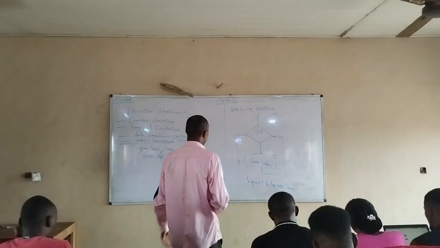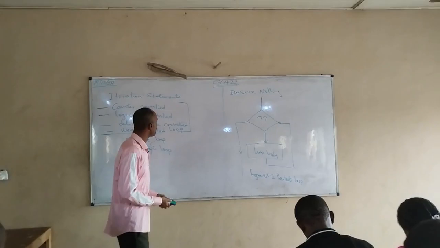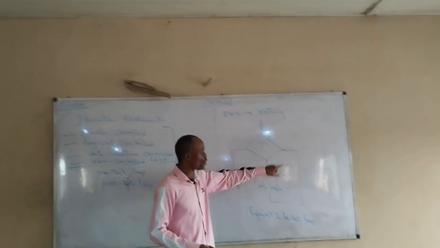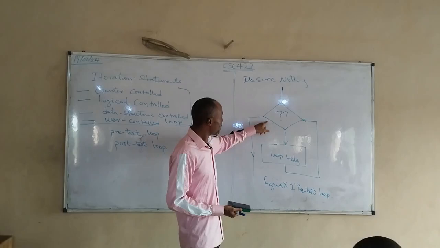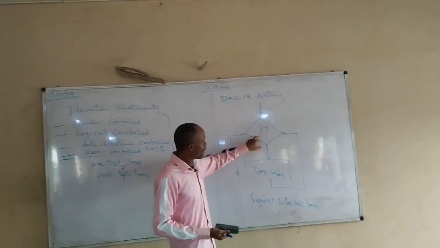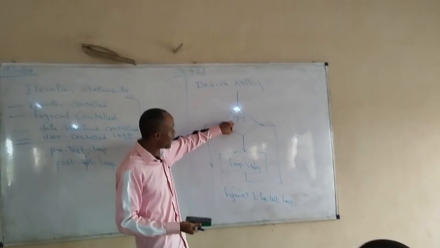Pretest. Are you seeing it now? This is the loop body that will be iterated several times. Are we okay? It can also be iterated zero times. But whether it will be iterated or not is decided before the first statement of what? Of the loop.